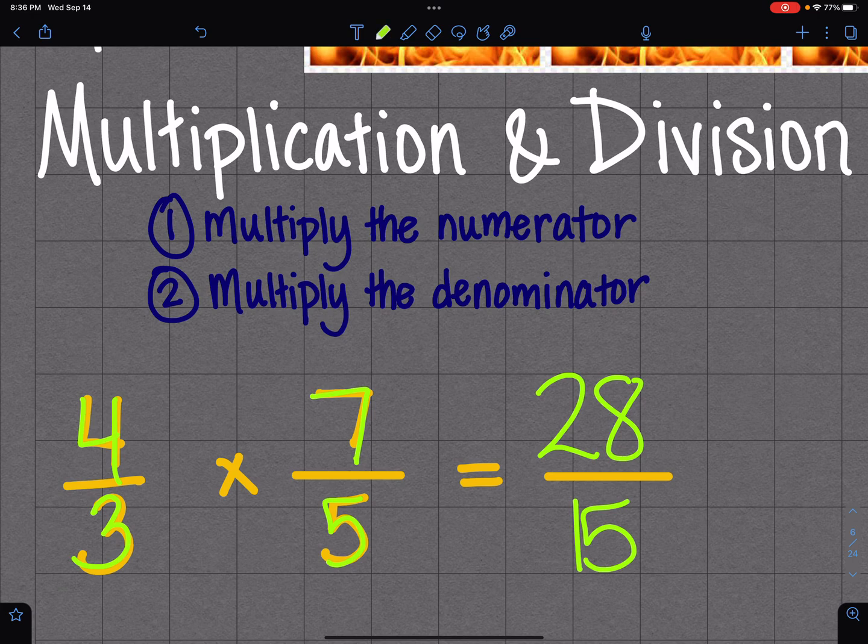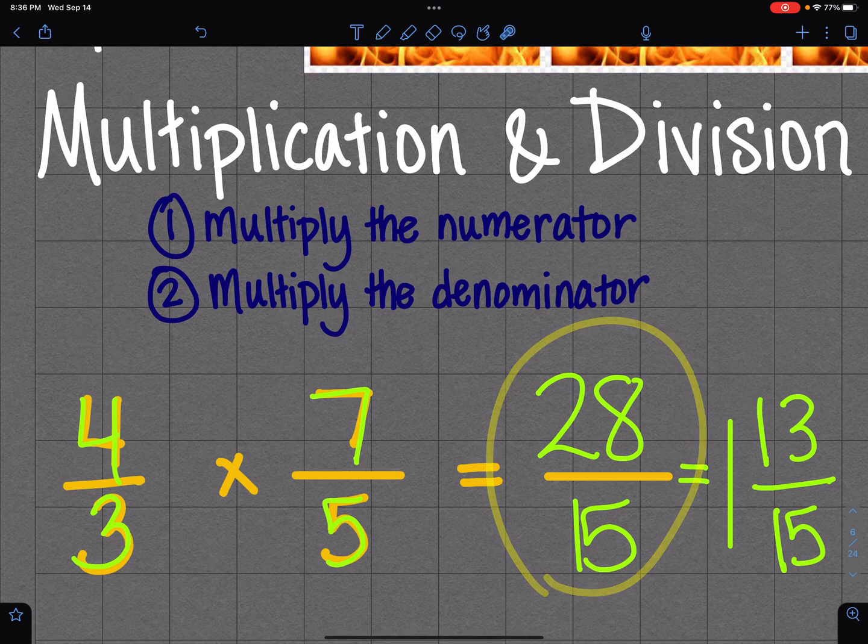And you can change it to a mixed number. So 15 goes into 28 one time, and then there's going to be 13 left over. So you do 1 and 13 over 15 because the denominator stays the same. You don't have to change it to a mixed number every time. You can leave it as an improper fraction like this, but anyway, that would be how you do it.